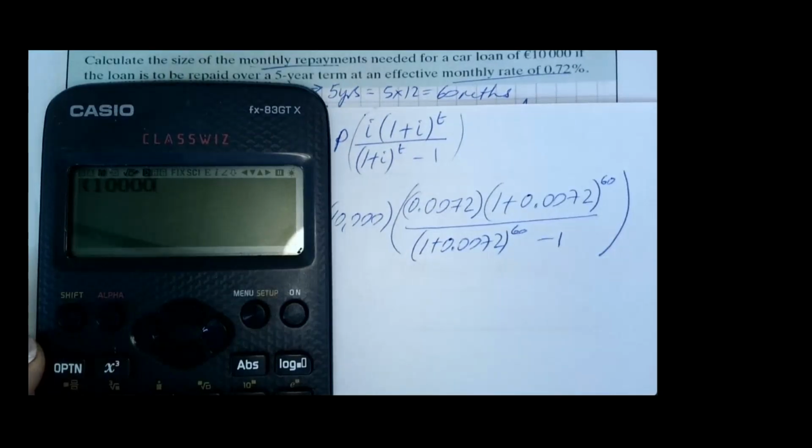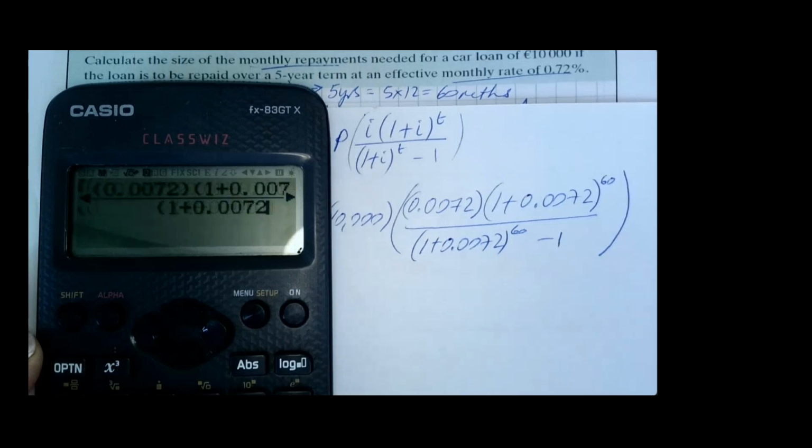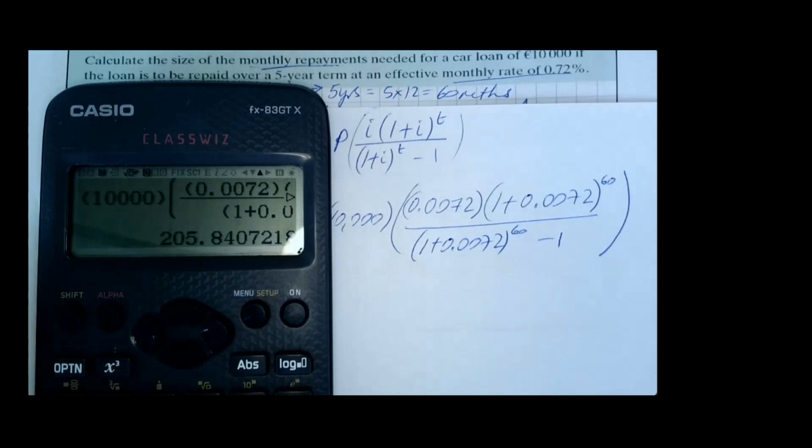All right, so I'm going to do that on my calculator. Open up my brackets. 0.0072. 1 plus 0.0072 to the power of 60. On the bottom then, 1 plus 0.0072 to the power of 60 again. Take away 1, and I'm just going to close those brackets, equals, and there we go.